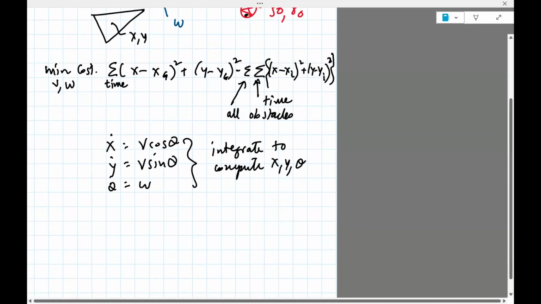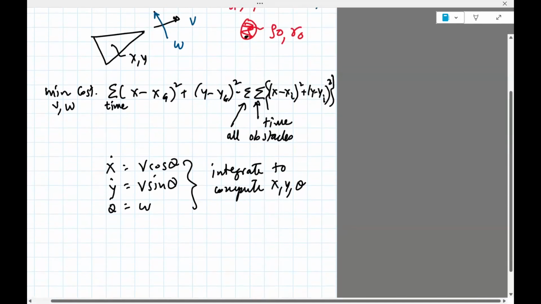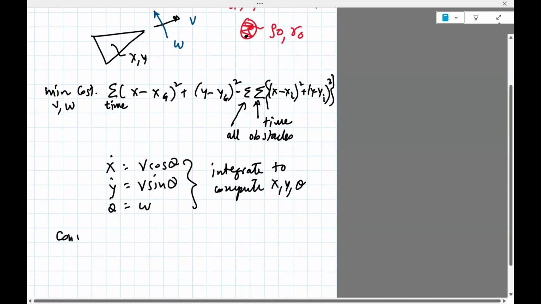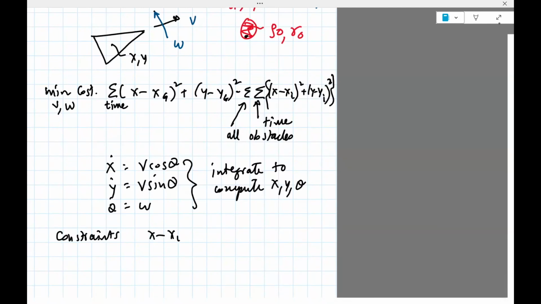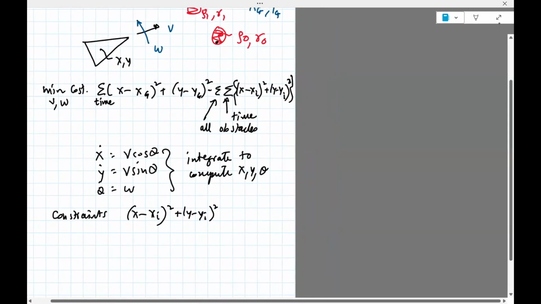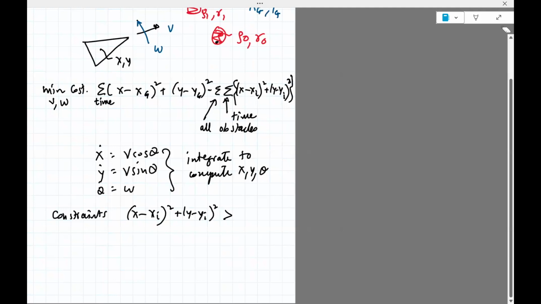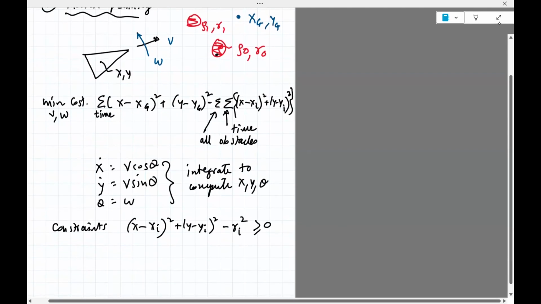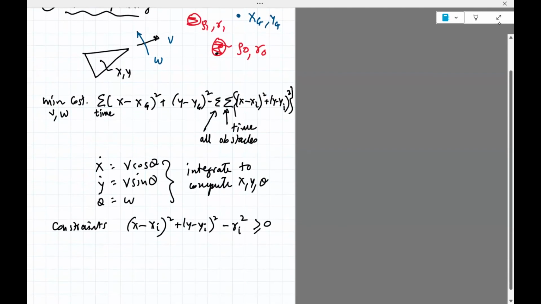The other way to do this is to specify constraints. So you'll say that (x minus xi) square plus (y minus yi) square, for every obstacle, minus ri square should be greater than 0. So you're always out of that red dot. Really, you can mix and match, or you could just put them separately. It's really up to you. You have to run this and see how it works.